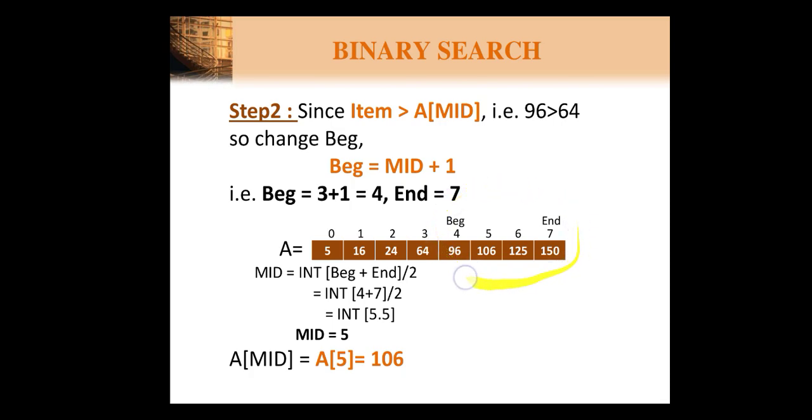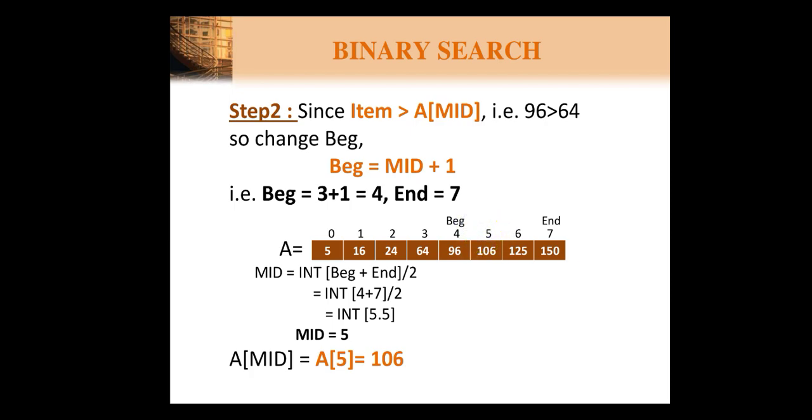Now we get the whole array again. Binary search again divides this array into two parts by calculating mid with the formula beginning plus end divided by 2. Here beginning is 4 and end is 7, so 4 plus 7 divided by 2. 4 plus 7 is 11, so we get 5.5, and the integer value is 5. Now mid is pointing to the 5th index of your array.